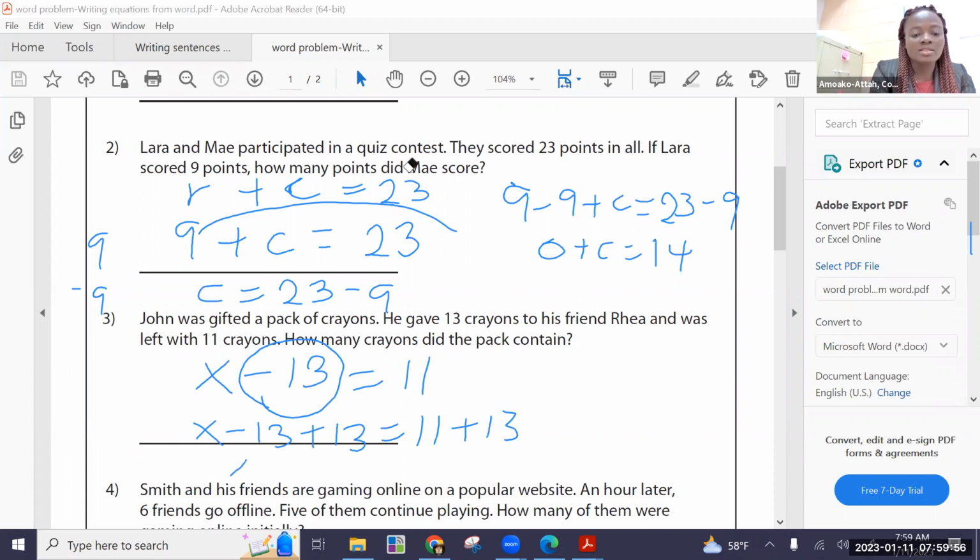We are getting the final answer as X. You know this is given as 0. So X equals, what is 11 plus 13? So we have 24. That is so simple. That is how to analyze questions involving how to write equations from words or from sentences.